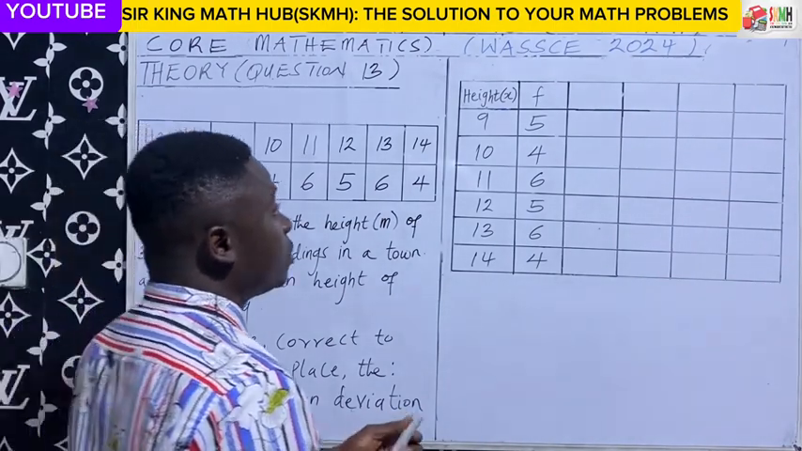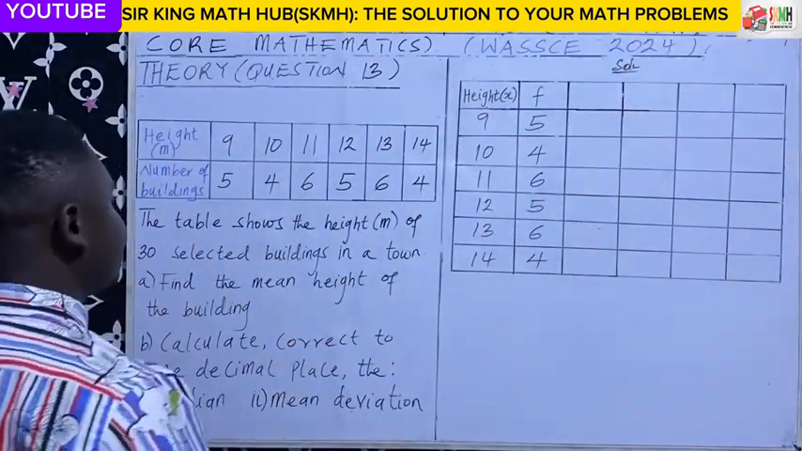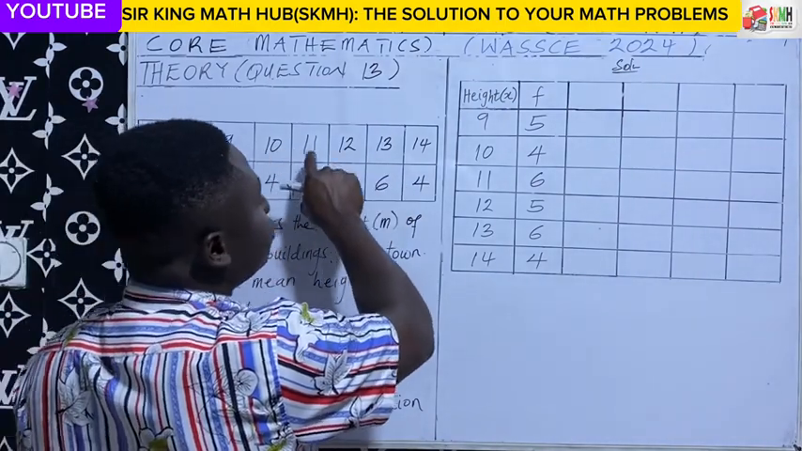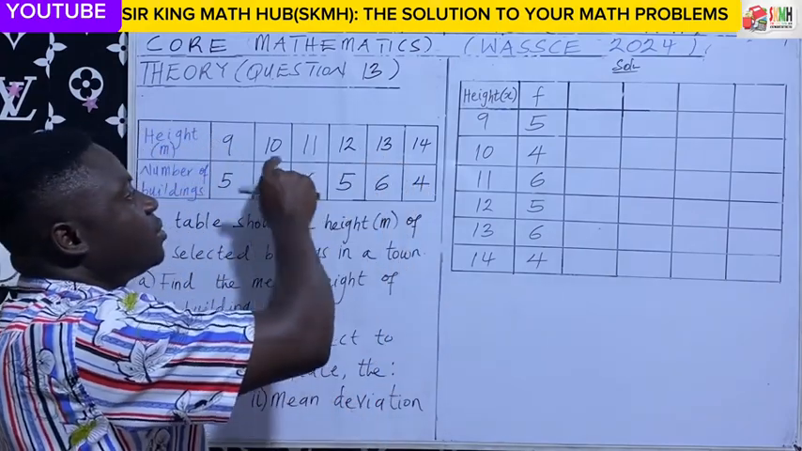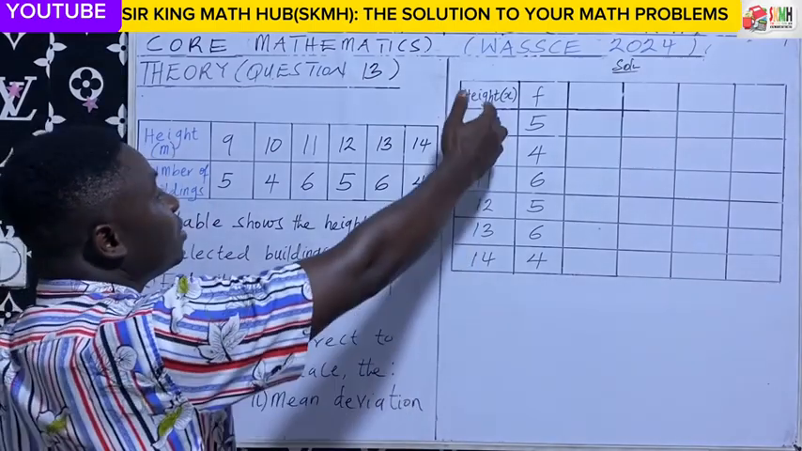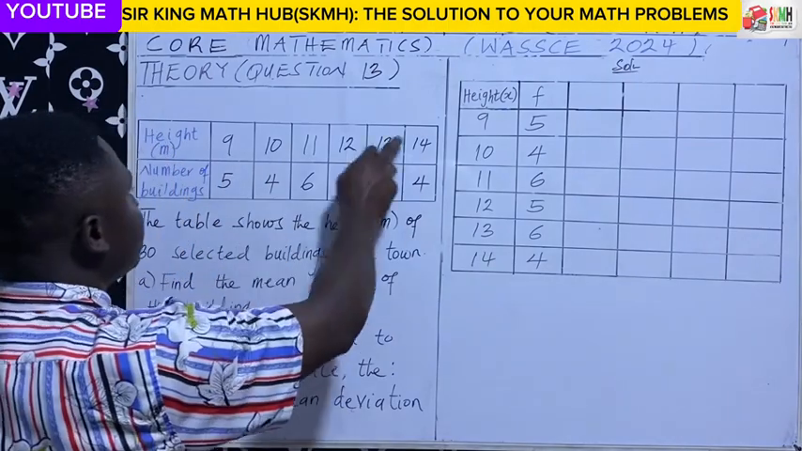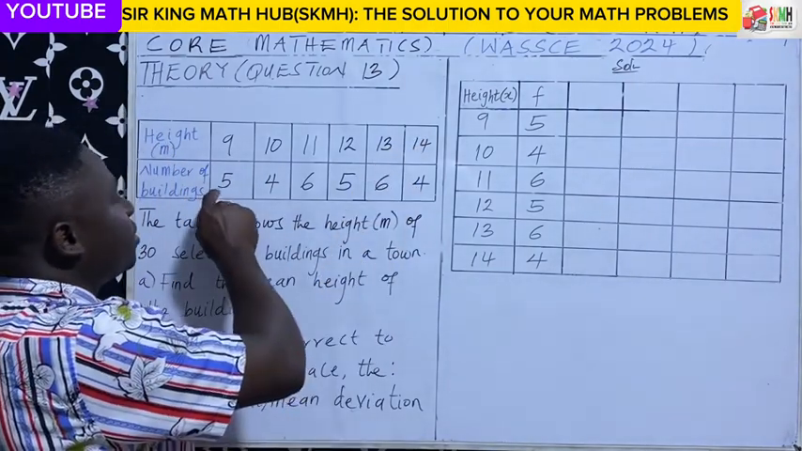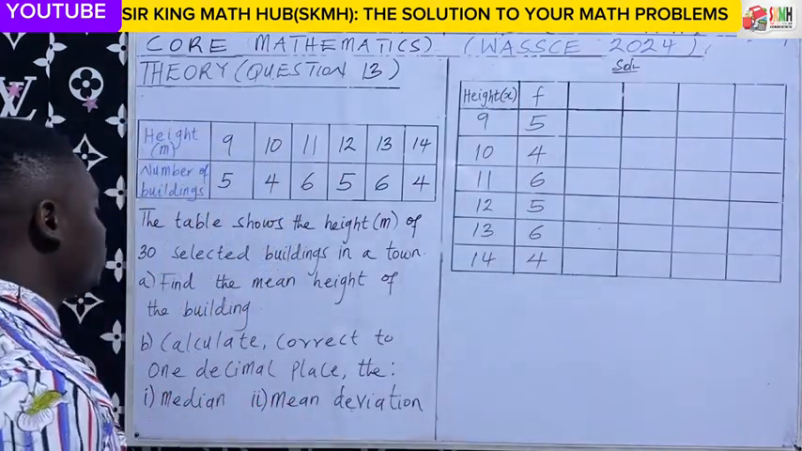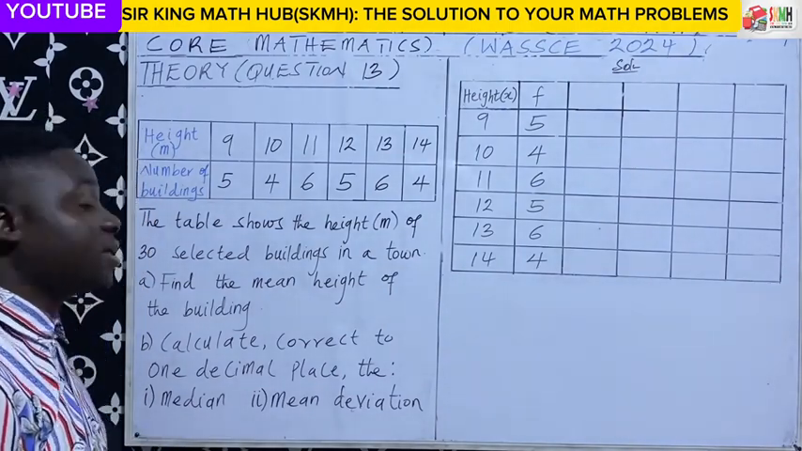So let's start with the A part, the mean height. We have just transferred the information on the table into this column format. As you can see, the heights have been written down in the same order, and these are the number of buildings, which is also the same as the frequency. Now, for the A part, we have to find the mean height of the buildings.